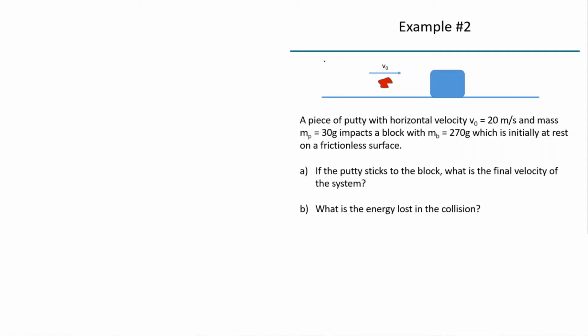Okay, so first of all, let's go ahead and define a little coordinate system here for this system. This will be X, that's Y, and all the action here is happening in the X direction. The initial velocity of the little piece of putty, V naught, is just going to equal 20 meters per second in the i hat direction.